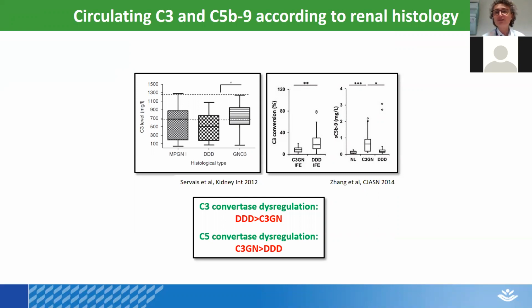So recent research has shown that in DDD, mostly you tend to have more of a dysregulation of the C3 convertase, so a little bit more upstream. And instead in C3GN, you tend to have more of a dysregulation of the C5 convertase, so a little bit more downstream, because the cascade is 1, 2, 3, 4, 5 through 9. So 3 is upstream of 5.